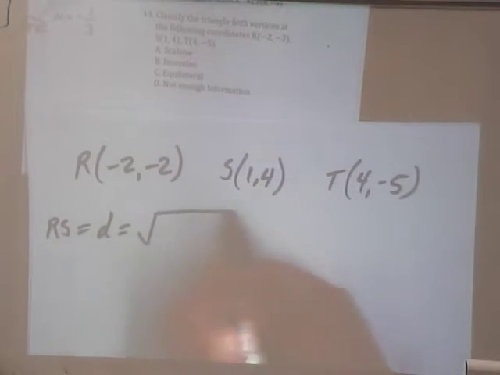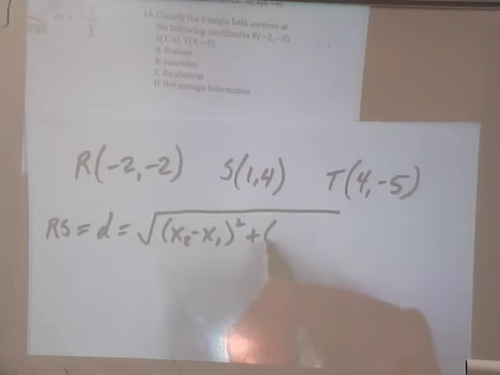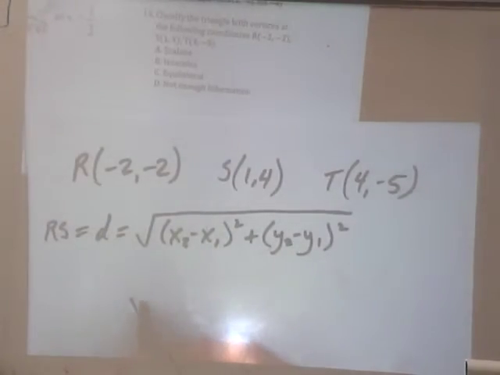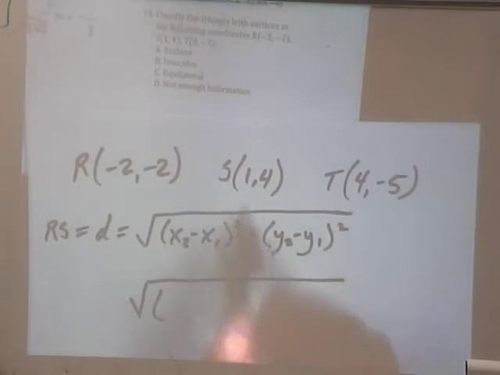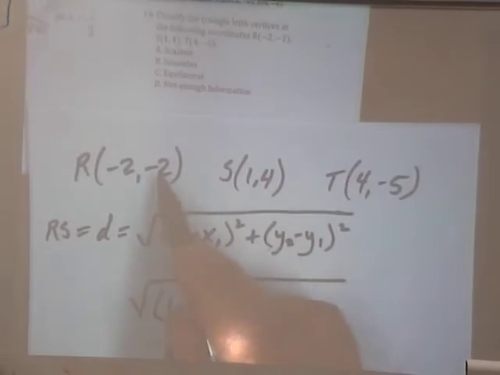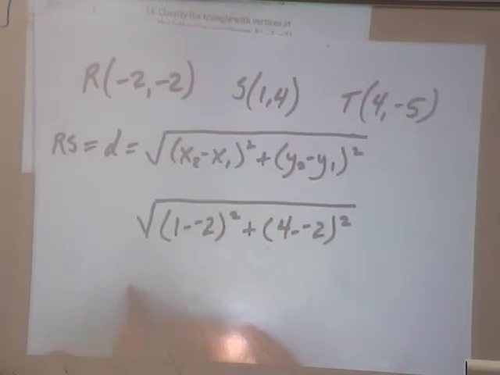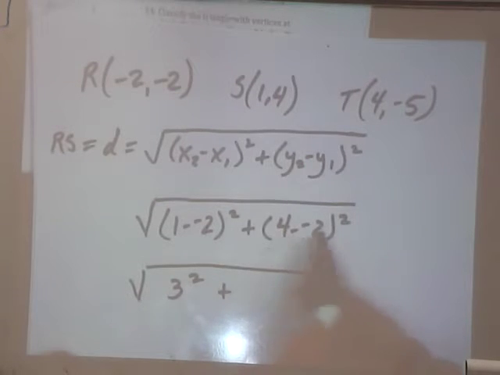Distance is equal to the square root of (x2 minus x1) squared plus (y2 minus y1) squared. So we're doing R and S. So 1 minus -2 squared plus 4 minus -2. So that's going to be minus a negative, we already said was plus, so that'll be 3 squared. Plus, minus a negative is plus, so that'll be 6 squared.